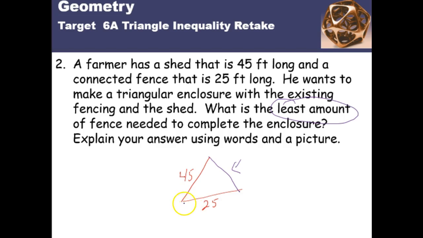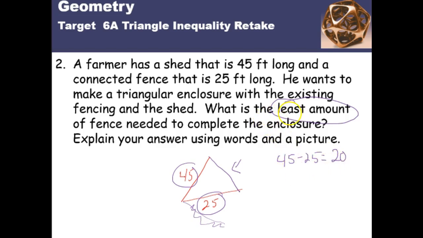So if this 25 came out a little wider, I'd need a bigger piece. I'm looking for the smallest possible one, right? So to find the smallest one, I just subtract them. 45 minus 25, and I get 20. Now 20 is too small. It has to actually be bigger than 20.